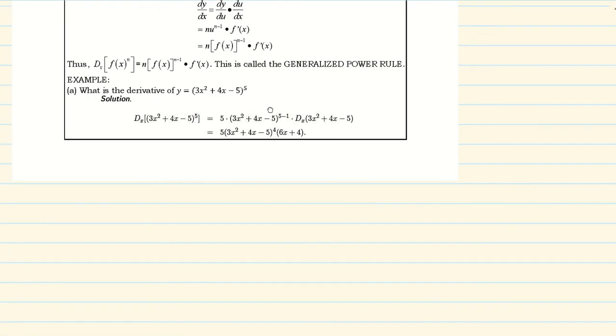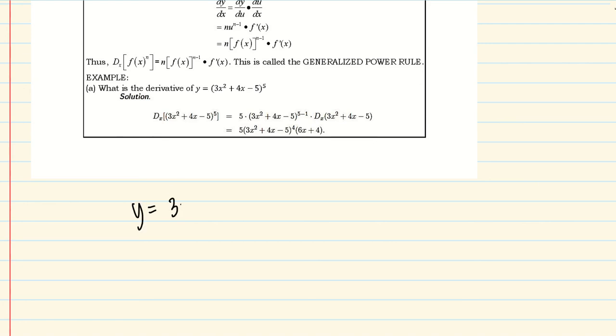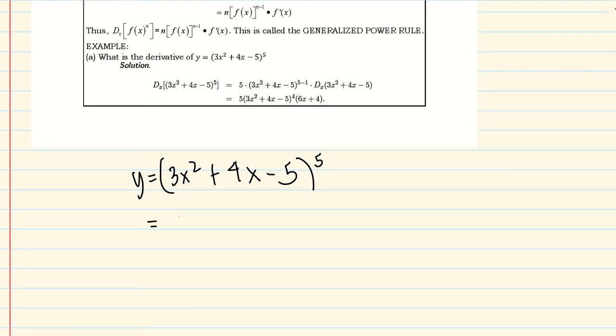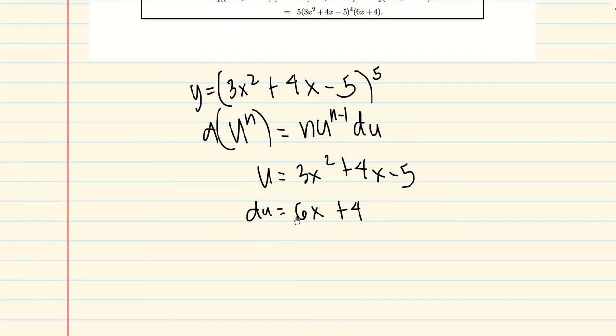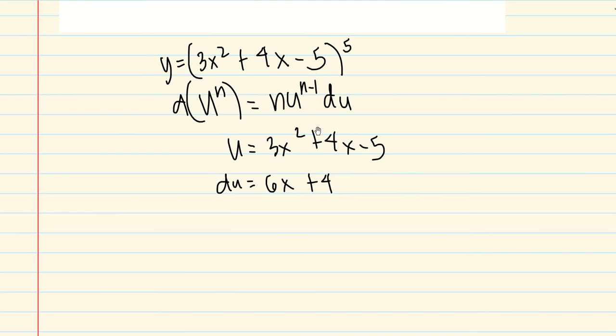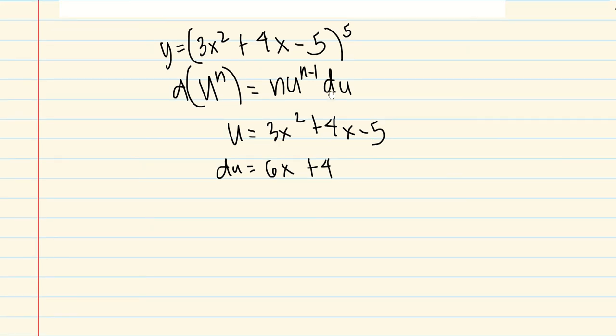All right. The first example is y equals 3x squared plus 4x minus 5, raised to the power of 5. Here we all know it is of the form u to the power of n, so if we derive it, it is n u to the n minus 1 du. So u is 3x squared plus 4x minus 5, and our du is 6x plus 4. How do we get 6x? By deriving 3x squared plus 4x. The derivative of a constant is 0. Now we just need to substitute the values here.